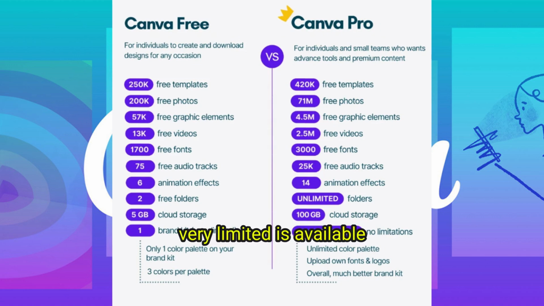1 brand kit, very limited, is available in Canva Free account, with only 1 color palette in your brand kit and 3 colors per palette. This is for Canva Free account. On the other hand, in Canva Pro account, there is no limitation of brand kit. And again, you will have unlimited color palettes. You can upload your own fonts and logos, which is not available in free account. That means you can't upload your own fonts in free account. If you want to upload your own fonts, you need to go to Canva Pro account. And also you can add your logos here in the Pro account. You can also have a much better brand kit available in Canva Pro account.